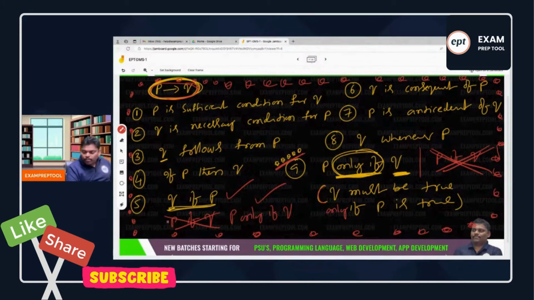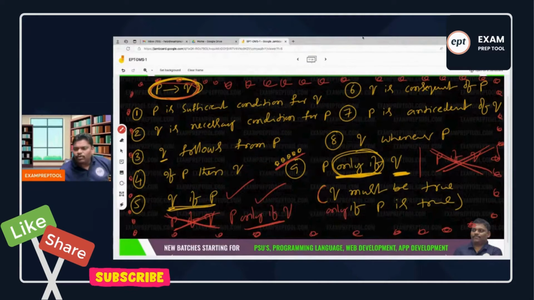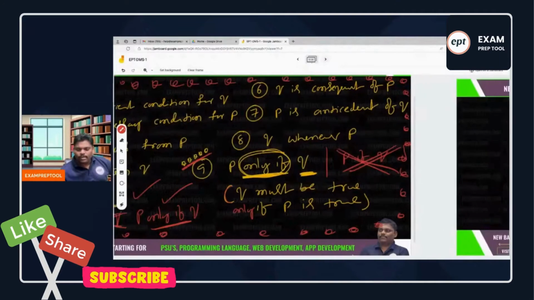Q if P and P if Q, both are not the same. But Q if P and P only if Q, both are the same. Only if. Okay, fine. I think you are a little bit comfortable. Further, you will get more clarity. Now only it started. Let's move to the next one.